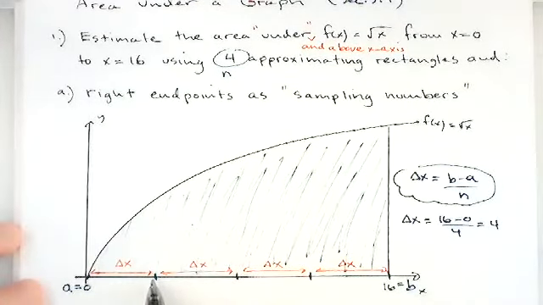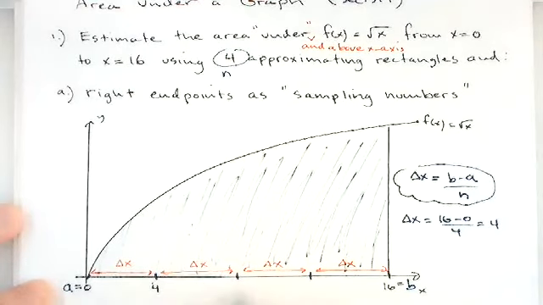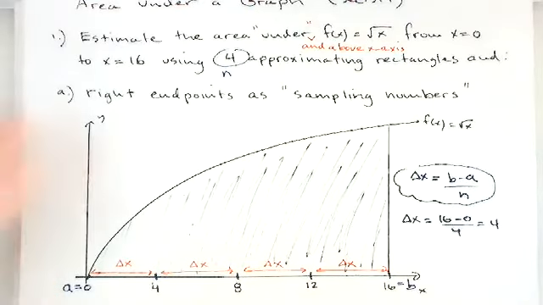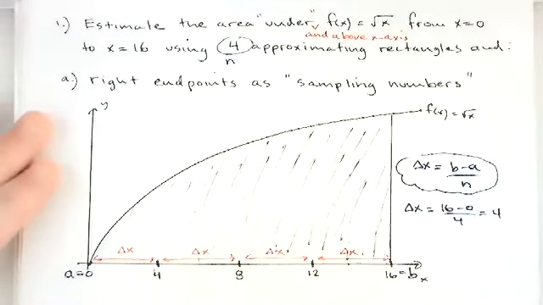What that is useful for is we can now come up with these x values. If I'm starting at 0 and I know this distance is 4, this would be 4, this would be 8, this would be 12, and then I've already got the 16.